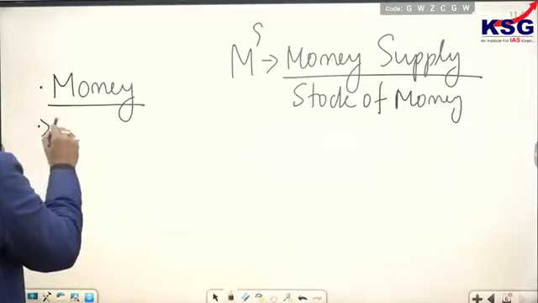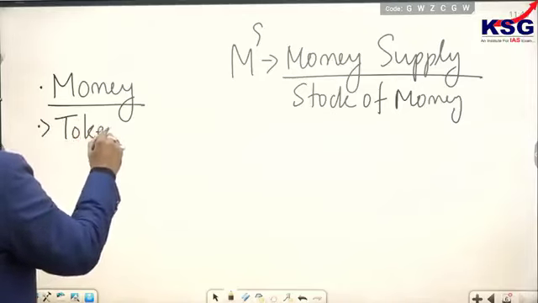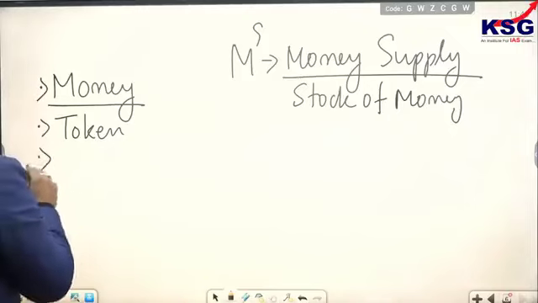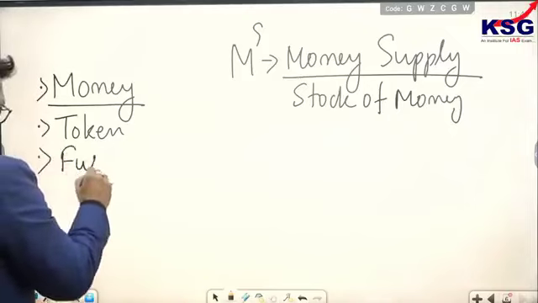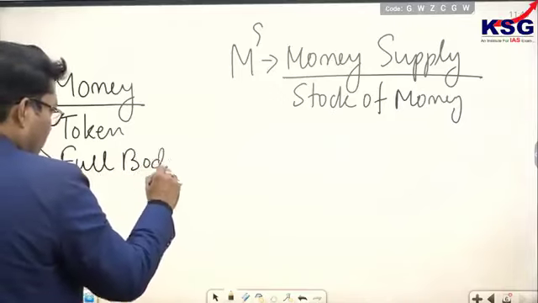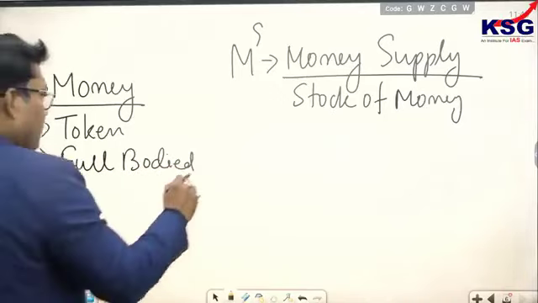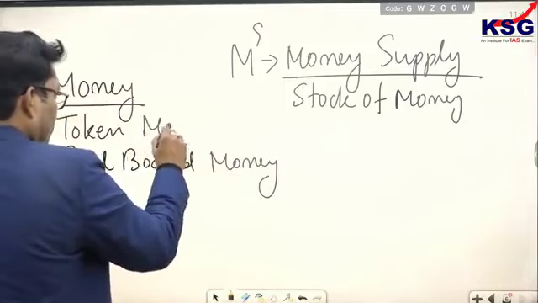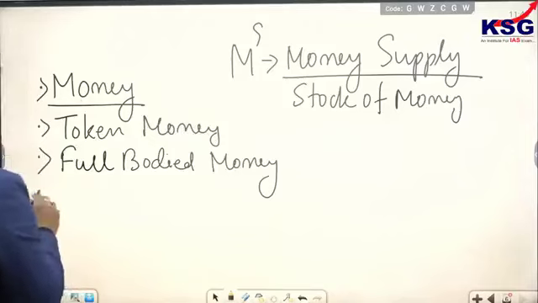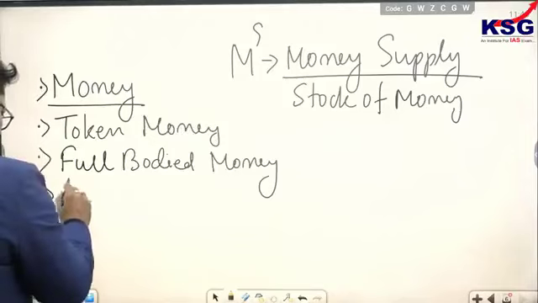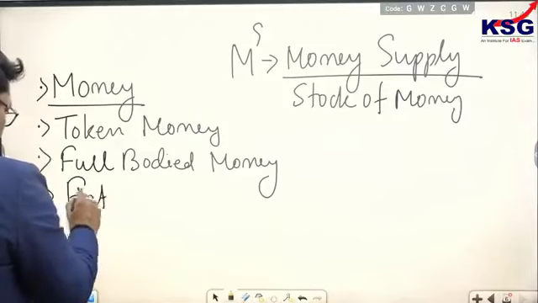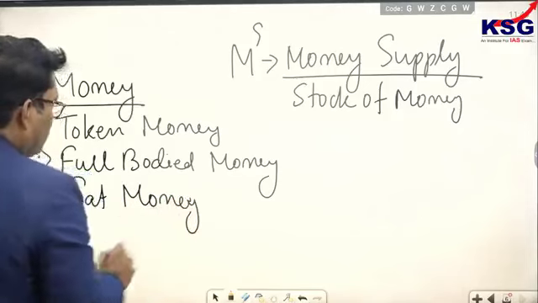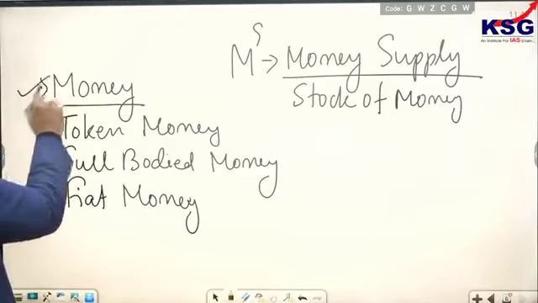Second, what is token money? Third, full bodied money. Token money. And you can say fiat money. So at least we should know these four.